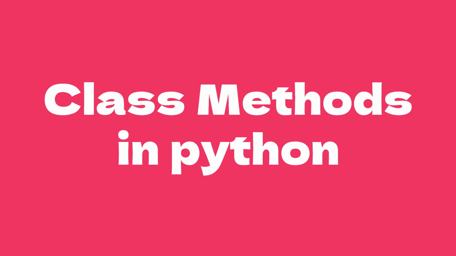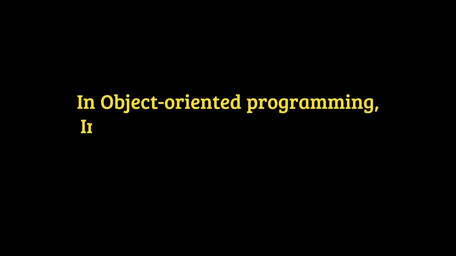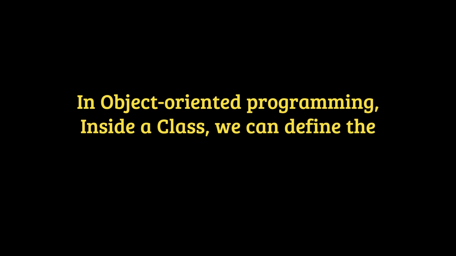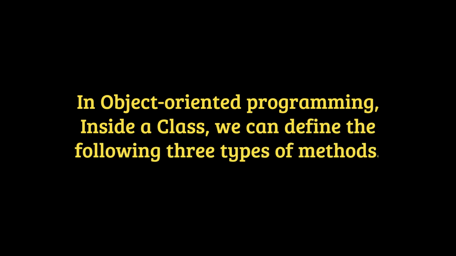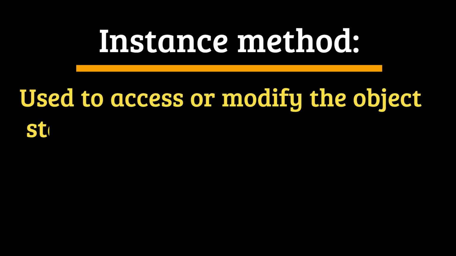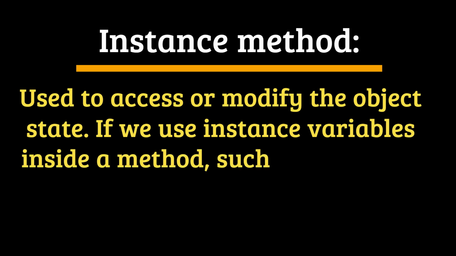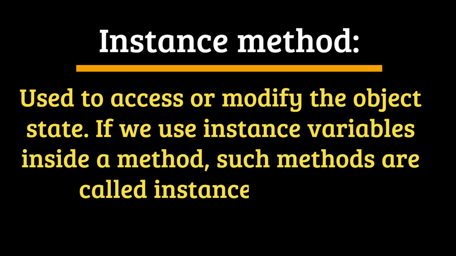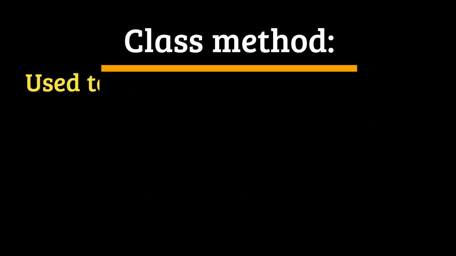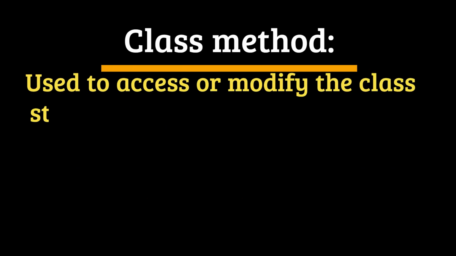Class methods in Python OOP. In object-oriented programming, inside a class, we can define the following 3 types of methods. Instance method: used to access or modify the object state. If we use instance variables inside a method, such methods are called instance methods. Class method: used to access or modify the class state.